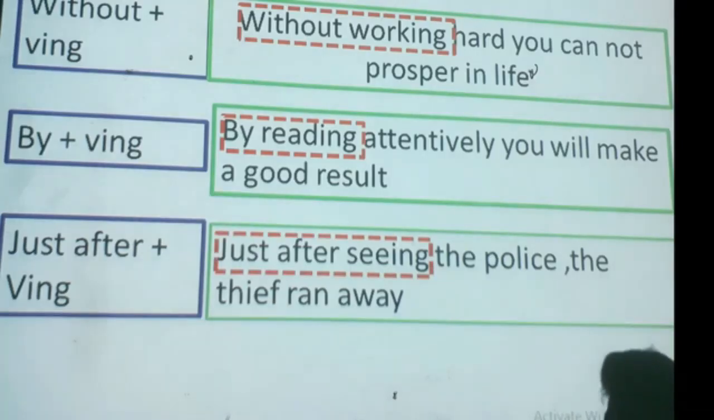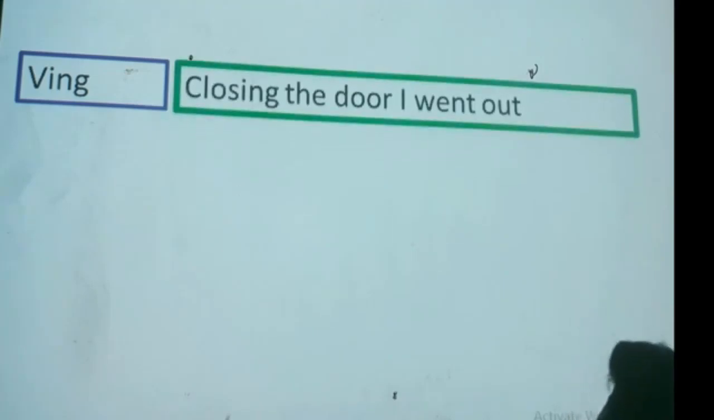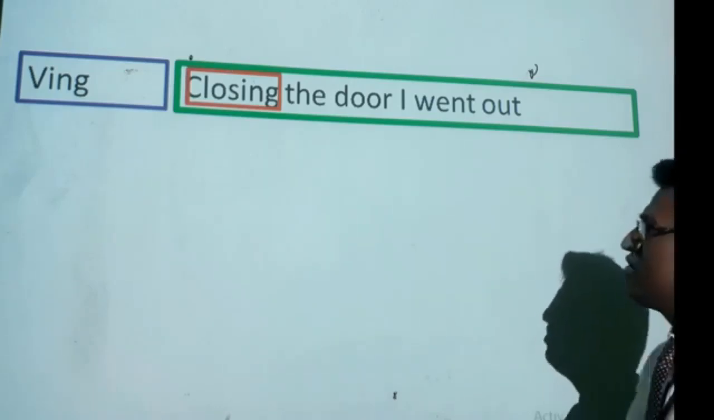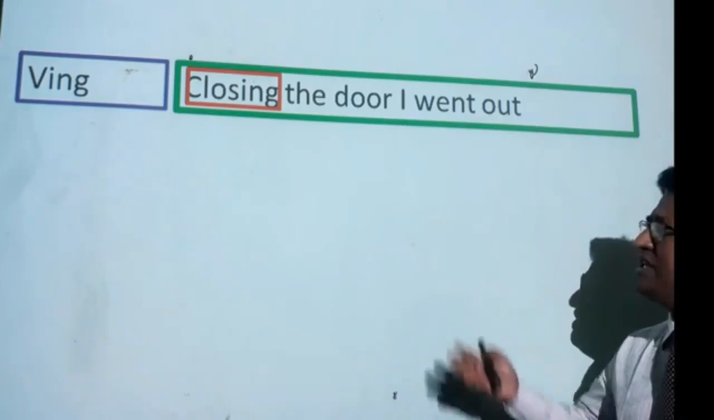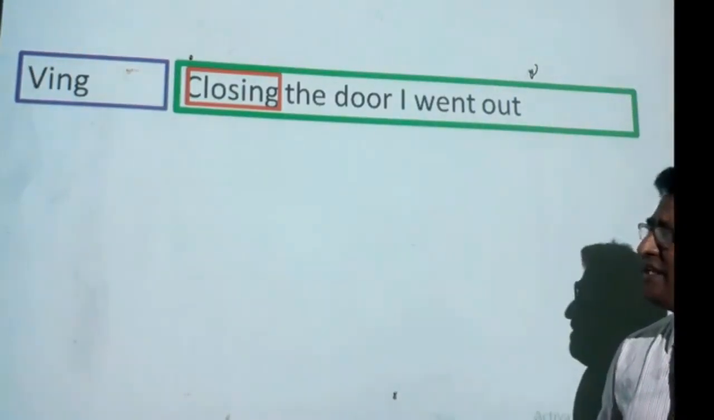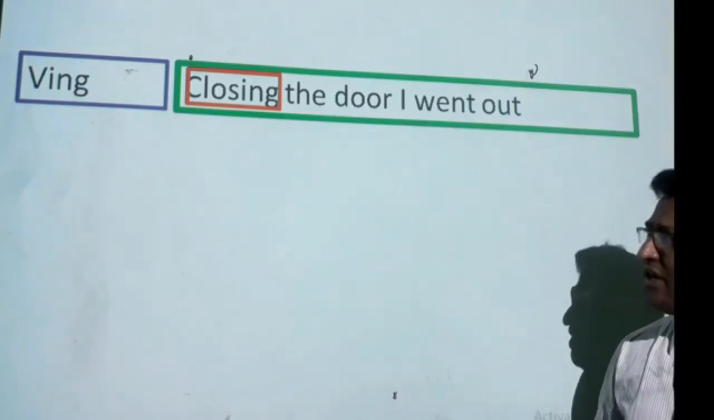Next, verb ing. At the beginning of the sentence or starting of the sentence, when you see V-ing, the sentence will be simple sentence. Closing. In this sentence, close is the verb. At the ending of the verb, we see ing form. So, the sentence is simple sentence.